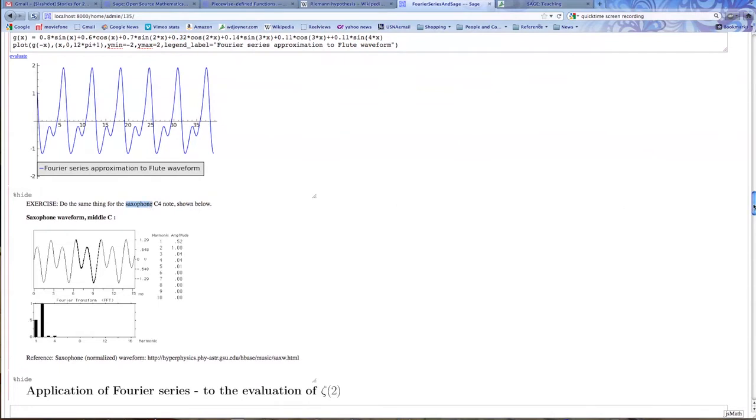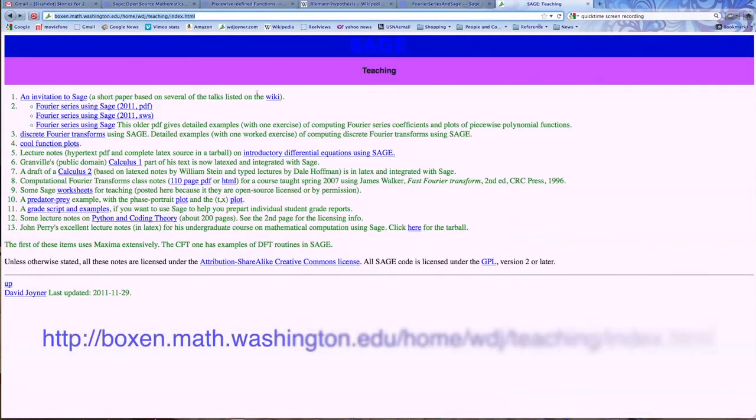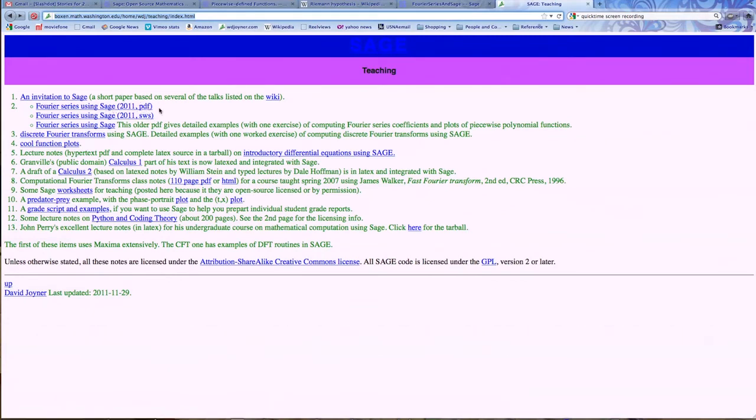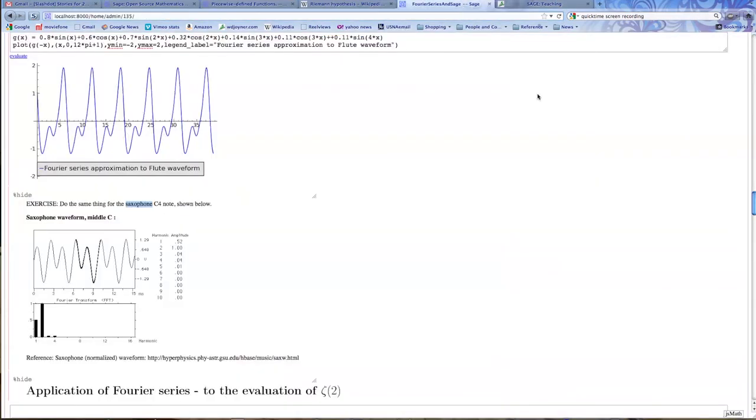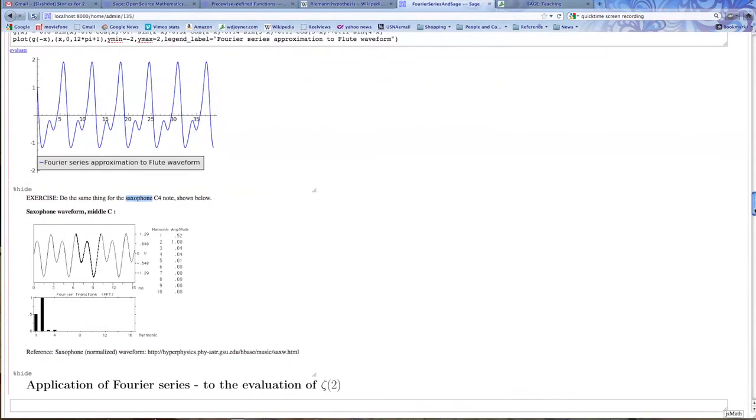And if you want to see the links in more detail, you can just download the worksheet as I said. And by the way, at this website, the worksheet is here, but if you don't want to install Sage and try to look at the worksheet inside Sage, there is also this PDF of the worksheet, so you can just read it using the PDF if you're interested.